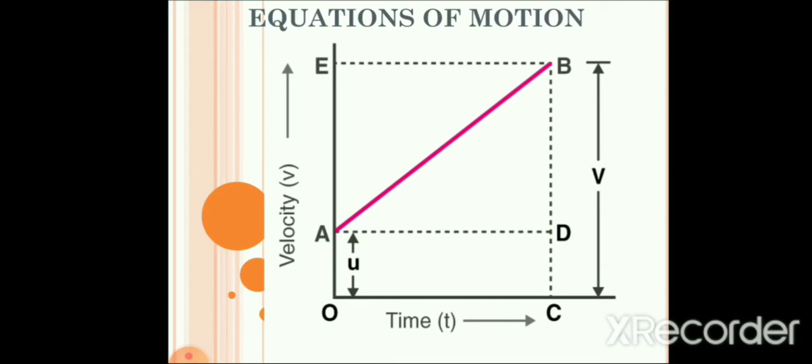Now when you study the graph properly, we see that the value of OA is equal to u. CD is also equal to u. Geometrically both are equal. OE equal to v, therefore BC is also equal to v. To find the slope, we have to divide BD by AD. That will give us the acceleration.